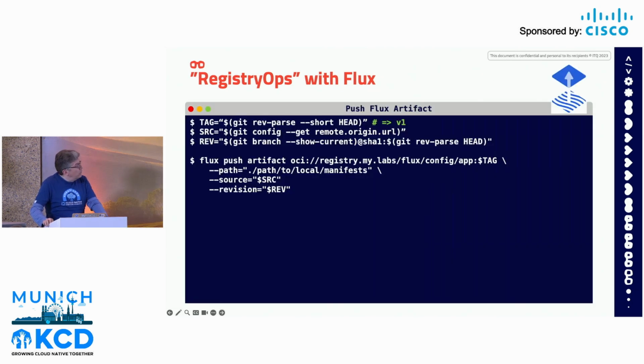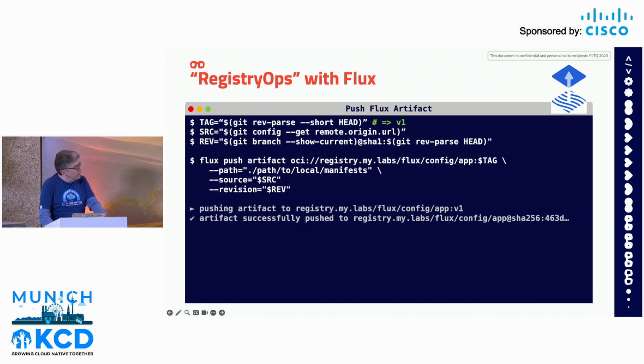With Flux, we collect the Kubernetes manifests you would like to use in the configuration in a dedicated folder. We use flux push artifact with the OCI URL and the path where all the Flux configuration is stored. And Flux will push it to the OCI registry and get the digest of it afterwards.